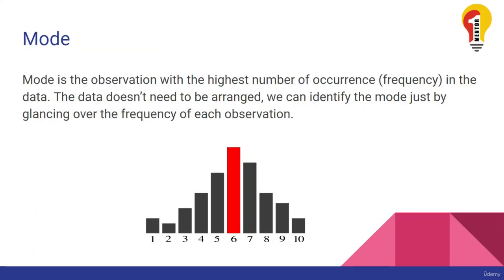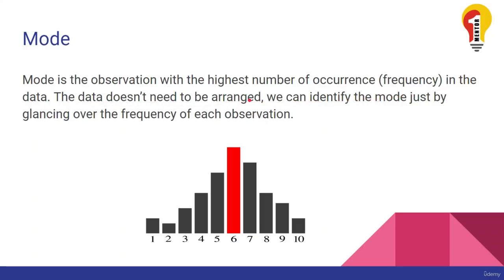Now, what is mode? If you thought that mean is the easiest to calculate, let me prove you wrong. Mode is supposedly the easiest central tendency value to calculate. So what is it? Mode is the observation with the highest number of occurrences, or in statistical terms we call it frequency, in the data.